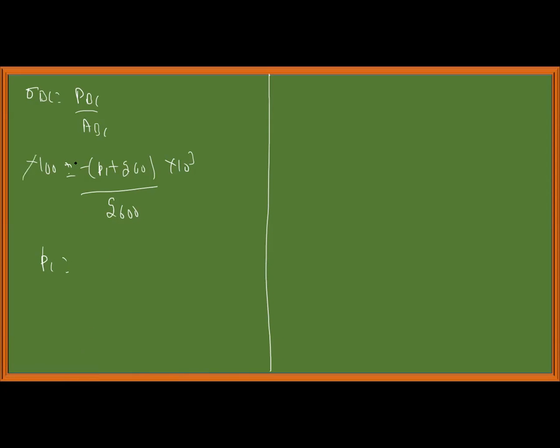Minus, cancel it out. Is it 60 kilonewton? 60 kilonewton. Multiply 100 into 2600 by 10 power 3 minus 200. Don't always take alpha is equal to that thing. Only when you have two equations, then you can take the two terms.